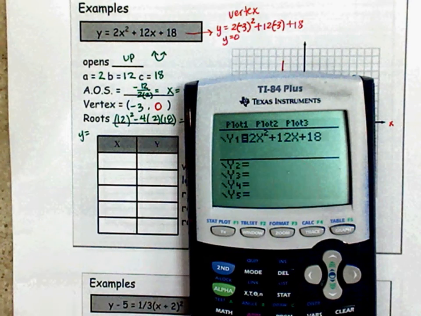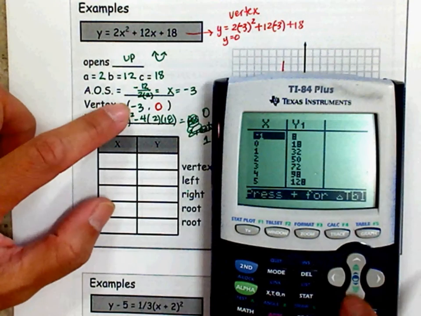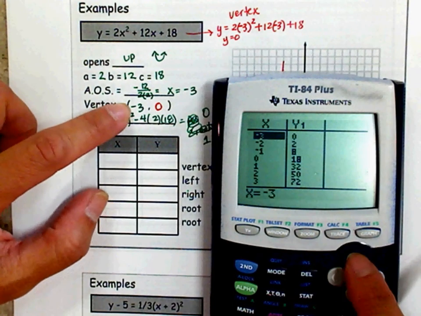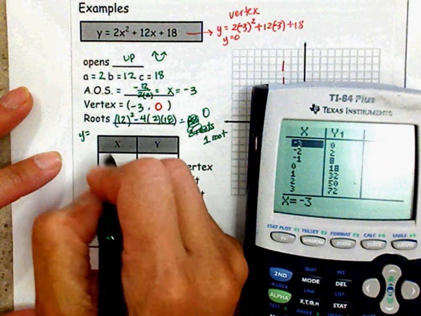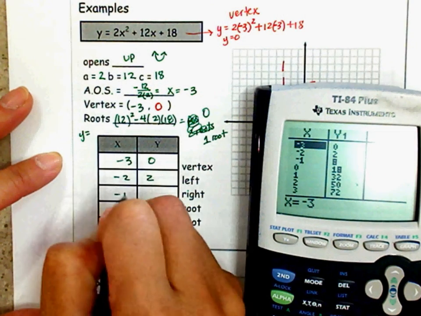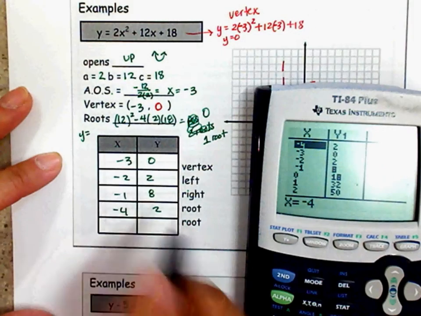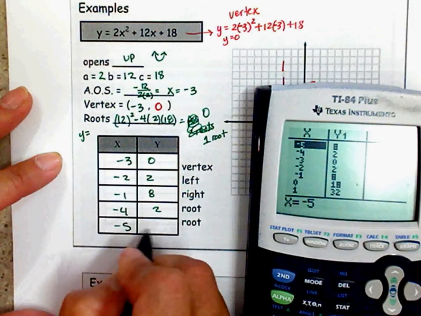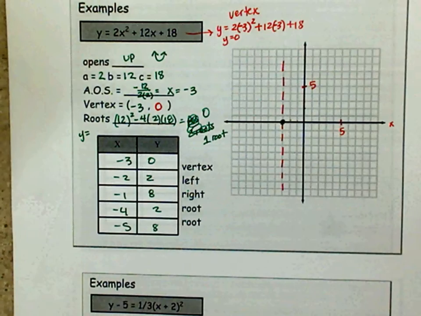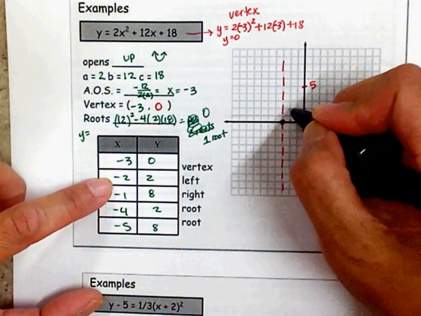Second table, go to your -3, 0. Two points below: -2, 2 and -1, 8. Two points above: -4, 2 and -5, 8. There you have your coordinates. Ready? 3, 0, -2, positive 2, -1, positive 8.